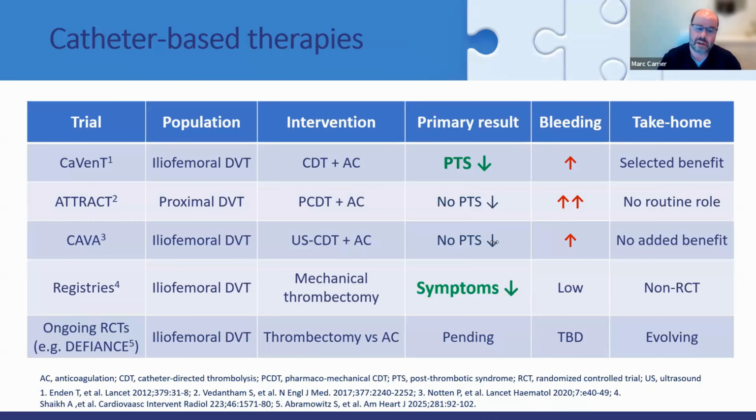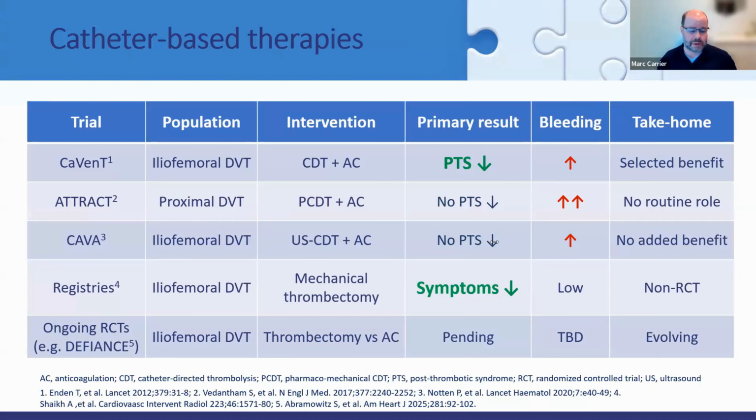The ATTRACT trial is the large randomized controlled trial published in the New England Journal of Medicine. Eric mentioned mechanical catheter-directed thrombolysis versus anticoagulation alone. The main result was that they didn't show any overall difference in PTS between months 6 and 24, so 47% versus 48%. And they had an increase in early major bleeding, as Andrea mentioned. So it was 1.7 versus 0.3.